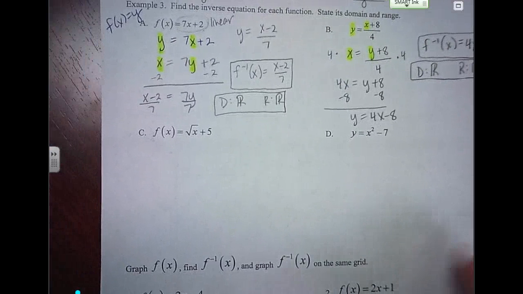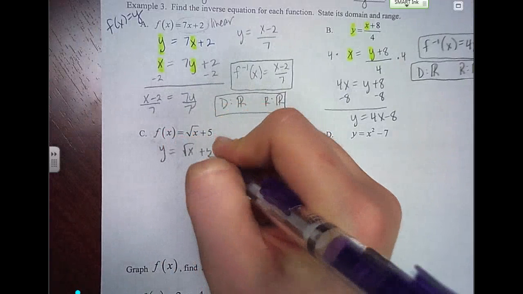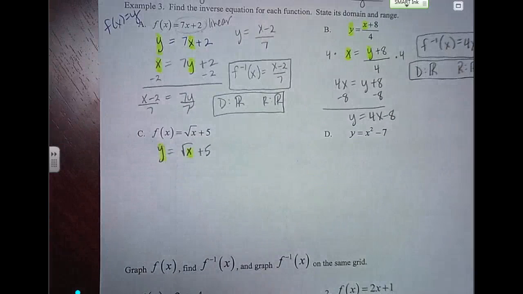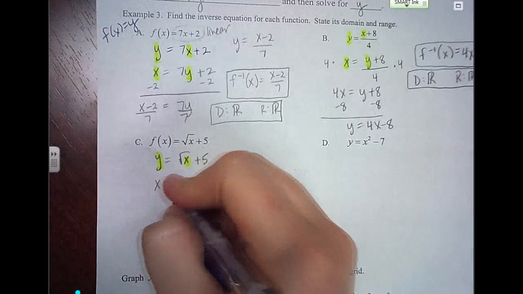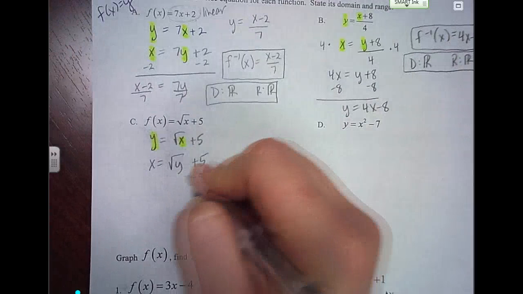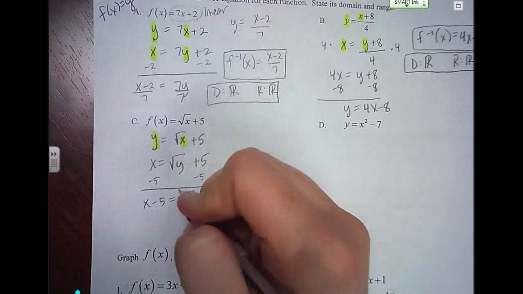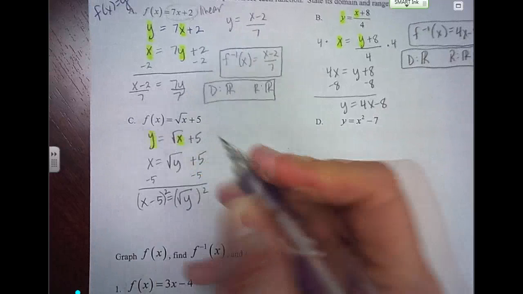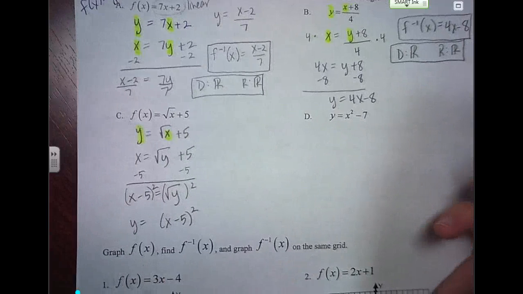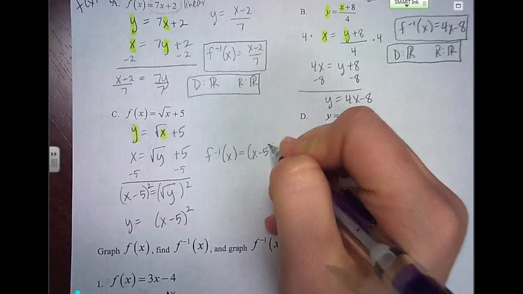Okay, C. So we have f of x. So let's go ahead and change that to y equals square root of x plus 5. So again, we're going to switch x and y. So x equals square root of y plus 5. Now we want to solve for y. So subtract the 5 over. X minus 5 equals square root of y. And we're going to square both sides. So now y equals x minus 5 squared. So we say f inverse of x equals x minus 5 squared.